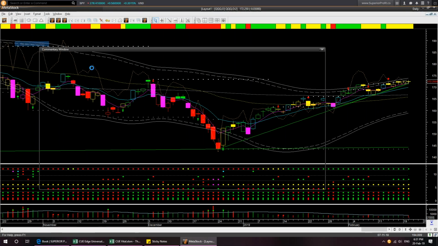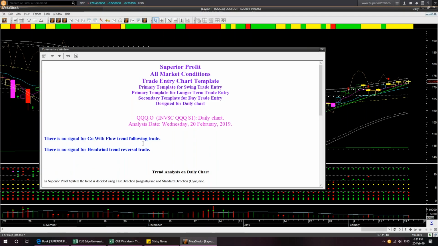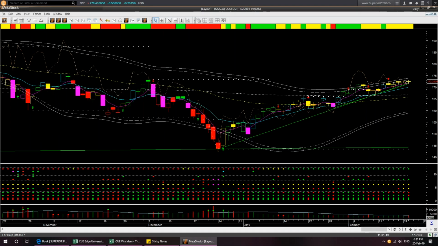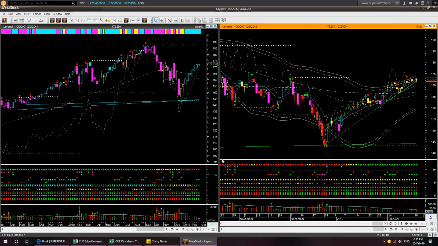If I go to expert commentary, it will tell us that QQQ Nasdaq ETF doesn't have any trend following trade setup right now, and there is no trend reversal trade setup as well. When there is a trade setup, it will tell you more information about that.